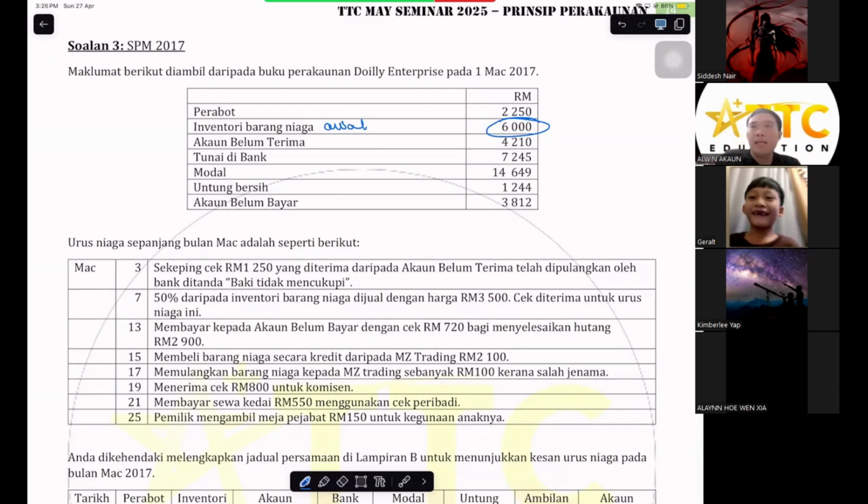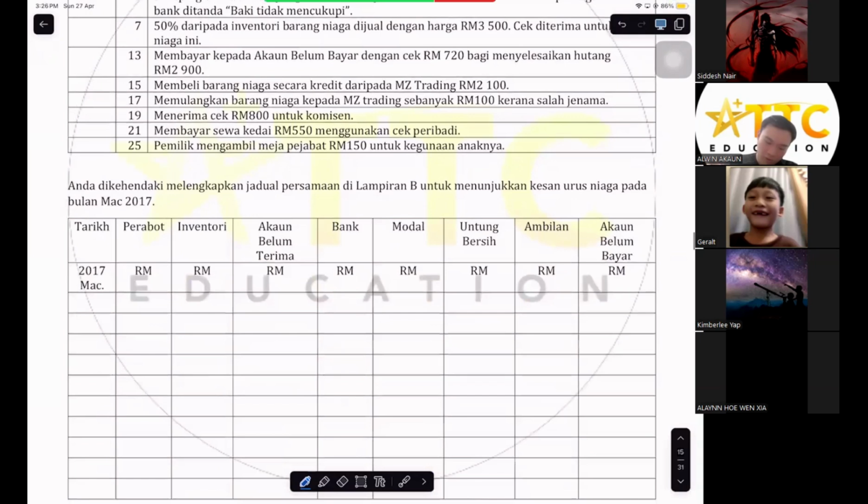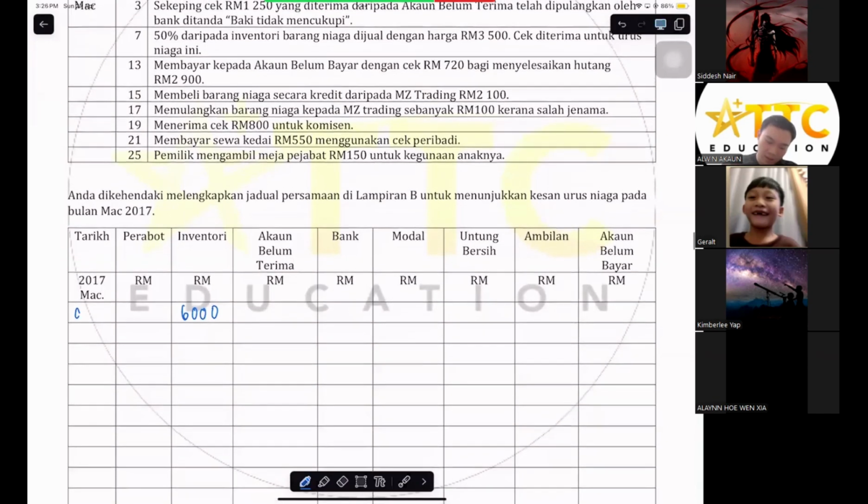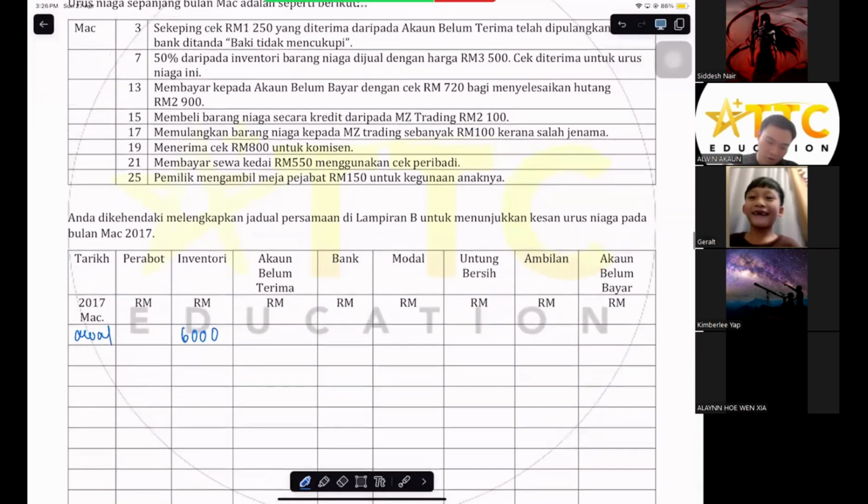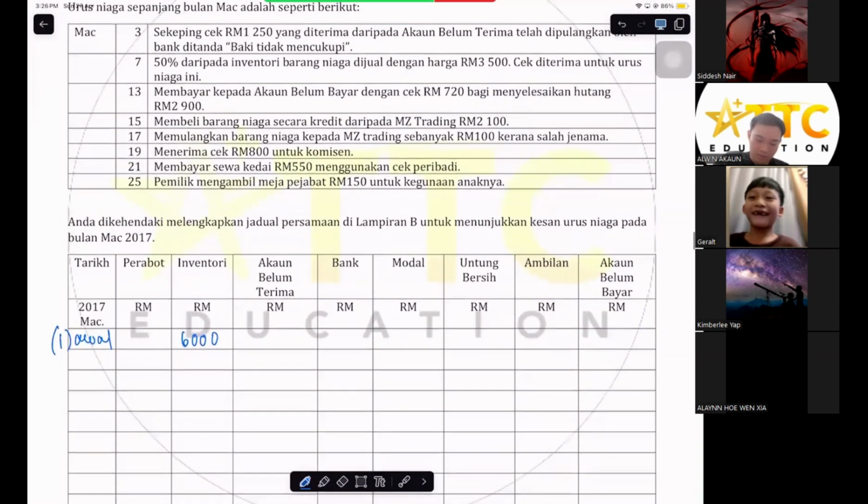Now, normally, how are you guys looking at this inventory amount of 6,000? When you see the 6,000 over here, definitely you'll be writing over here the beginning of the day, got 6,000 over here. Is the baki awal. Or March 1, inventory 6,000. What do you understand about this 6,000?